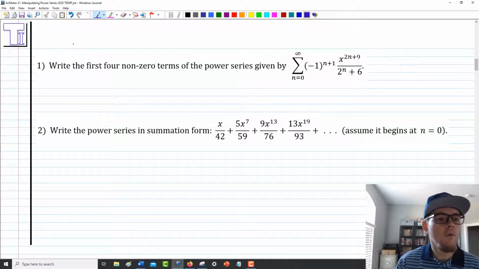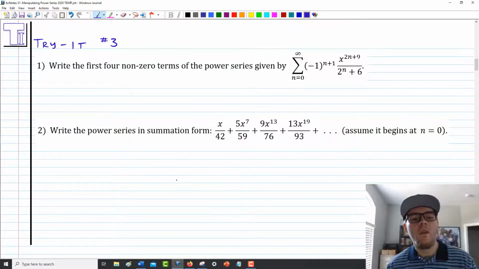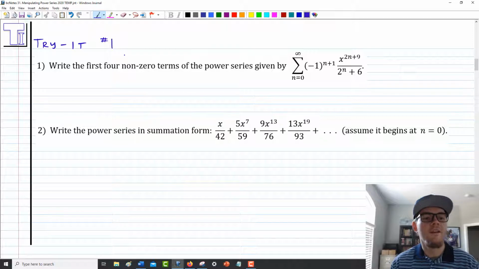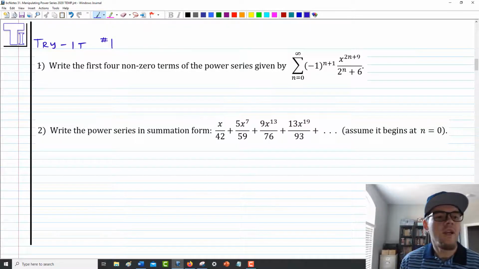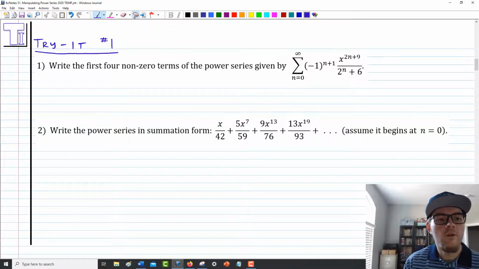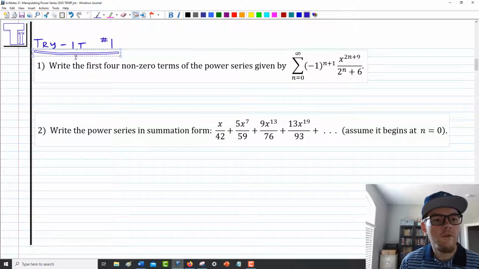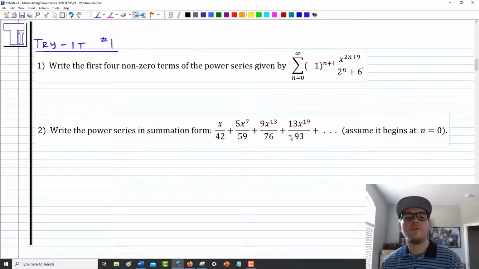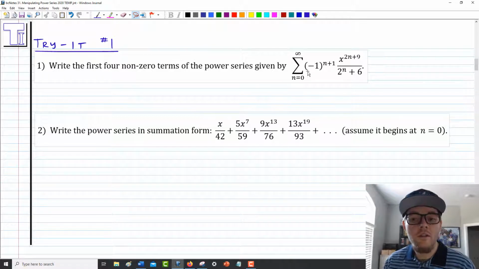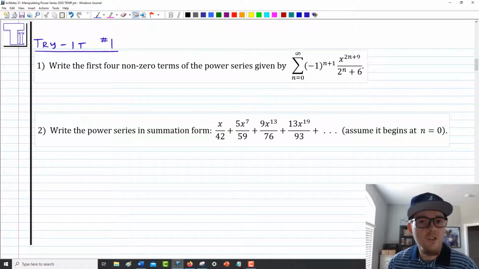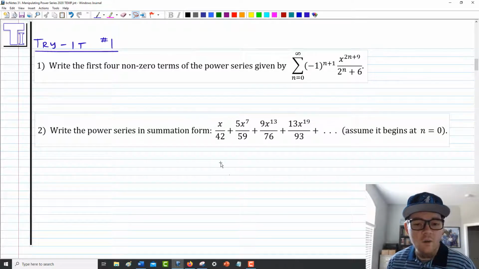So this is try it number 1. I should probably put that in there. Try it number 1. There are 3 in this lesson. Oops, I put number 3. Try it number 1. So in this case, your job is twofold. You have 2 things to hit. The first thing you're asked to do here is to write the first 4 non-zero terms of the power series given by this particular power series. So you're writing the first 4 terms, so this is the generating question. And the second one asks you to kind of do what we did in the last example.